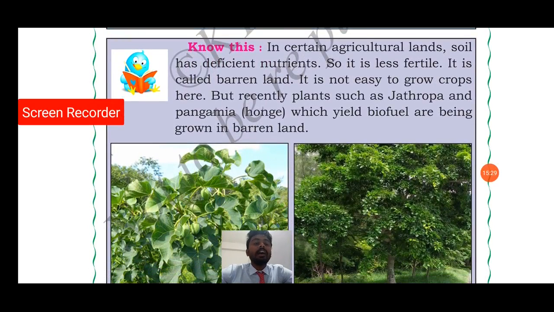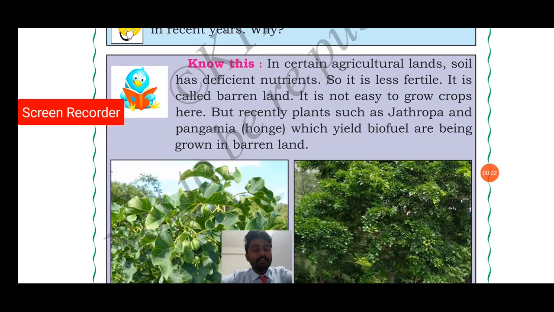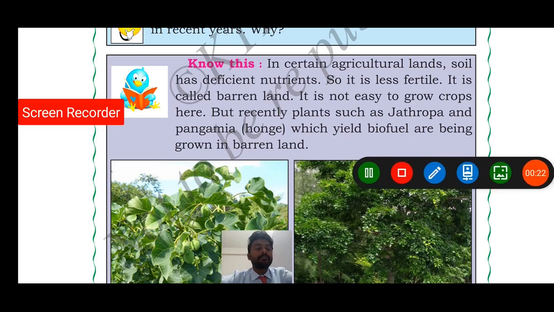In certain agricultural land, the soil has deficient nutrients, so it is less fertile. It is called barren land. See one more time. In certain agricultural lands the soil has deficient nutrients, so it is less fertile. It is called barren land.